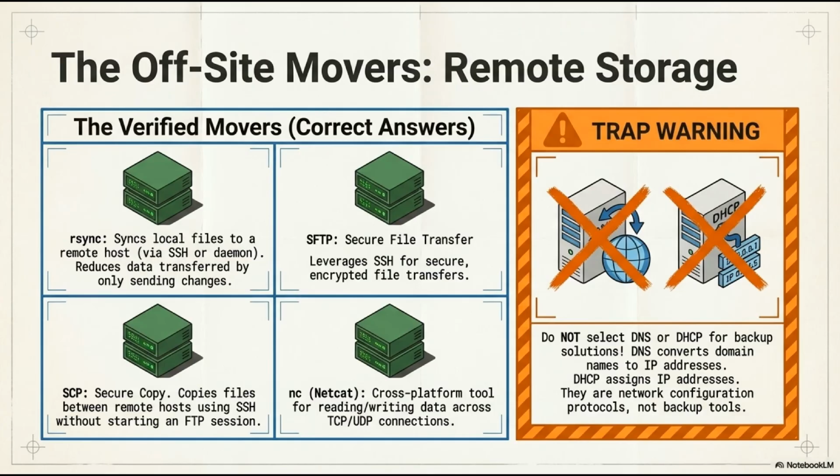Do not select DNS or DHCP when the question asks about backup or transfer solutions. I cannot stress this enough. DNS is the Domain Name System. It resolves human-readable names like google.com into IP addresses. Right. DHCP is the Dynamic Host Configuration Protocol. It automatically hands out IP addresses to computers when they join a network.